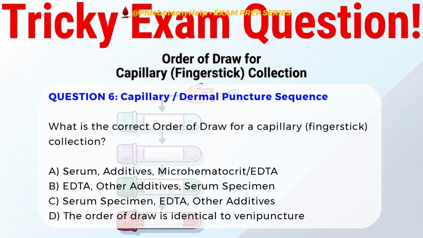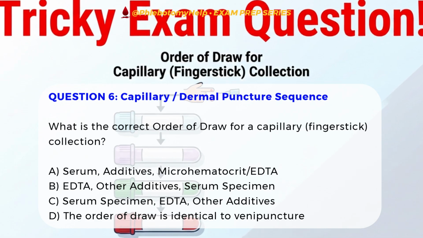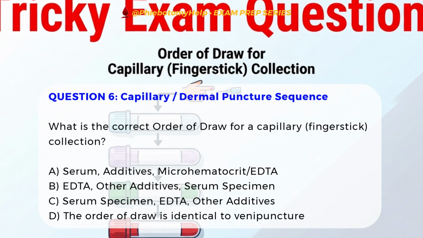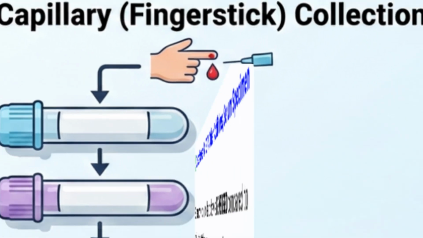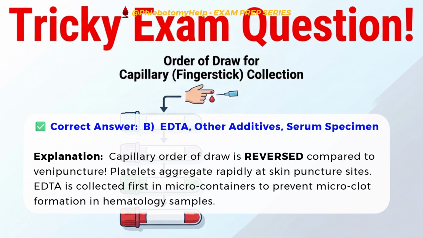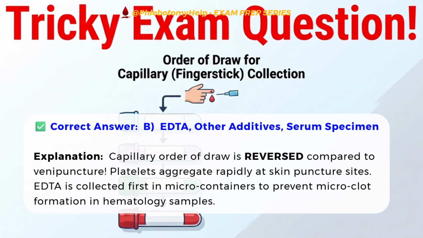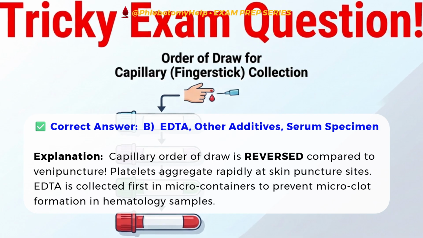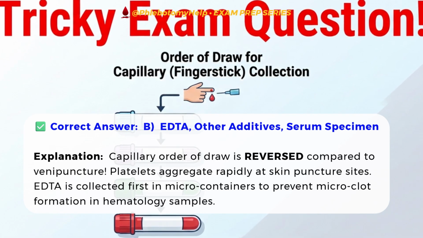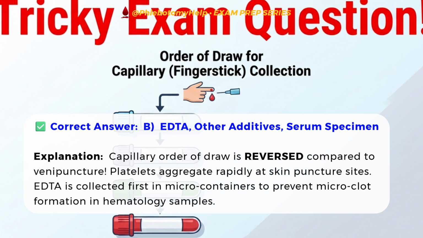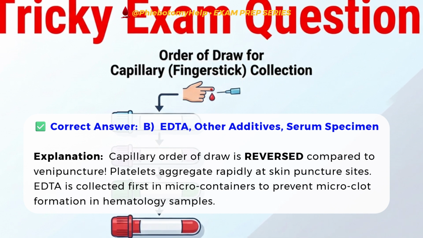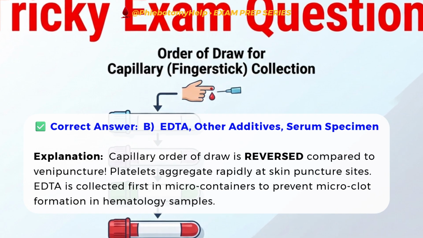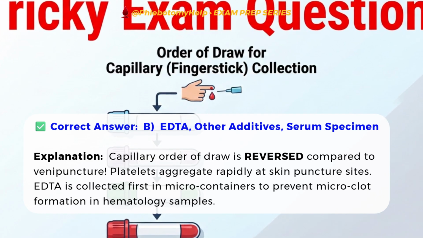Question 6. What is the correct order of draw for a capillary fingerstick collection? The correct answer is B. EDTA, other additives, serum specimen. Capillary order of draw is reversed compared to venipuncture. Platelets aggregate rapidly at skin puncture sites. EDTA is collected first in microcontainers to prevent microclot formation in hematology samples.